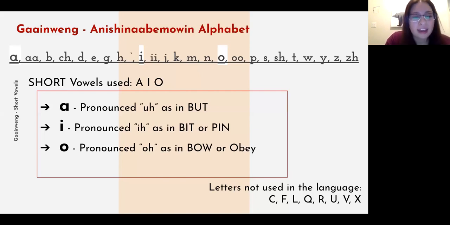I is pronounced as in bit or pin. O is pronounced as in bow or obey. And there's no U.